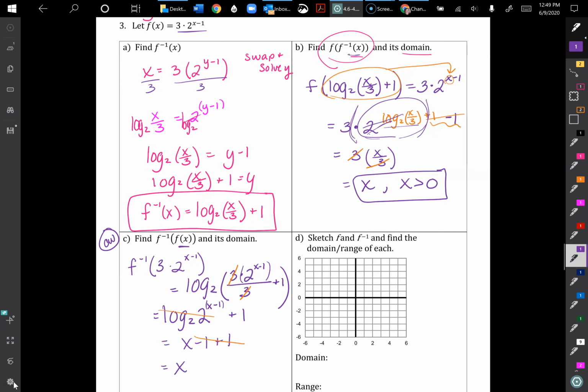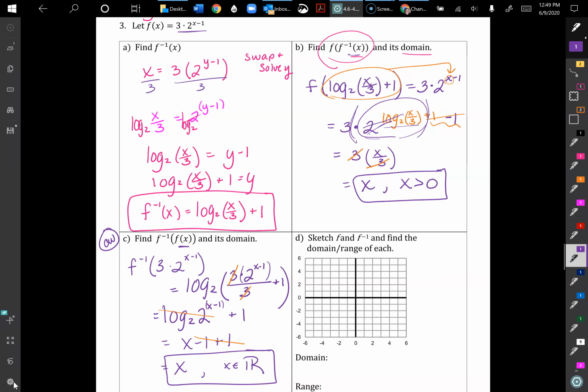And my domain on this one is x is an element of all real numbers, as that stems from the inner function, which is my exponential, and x can be any real number. So that's my answer for that one.